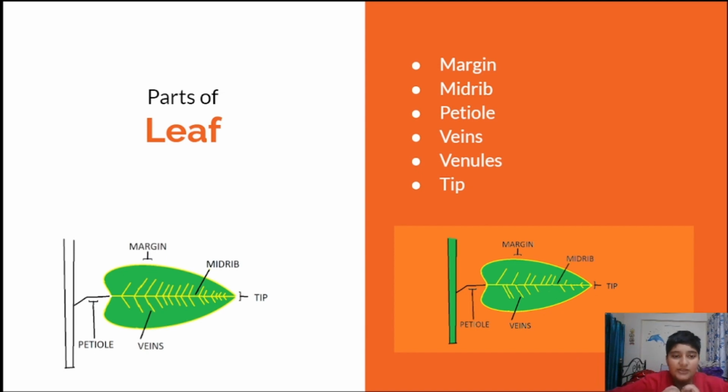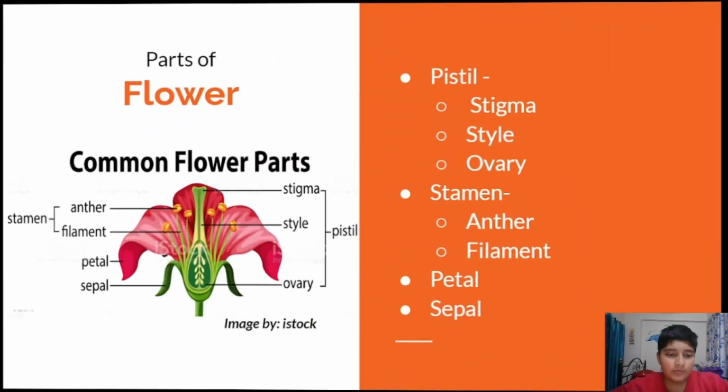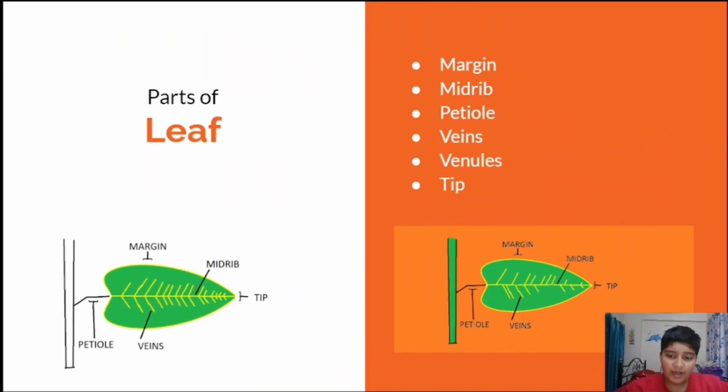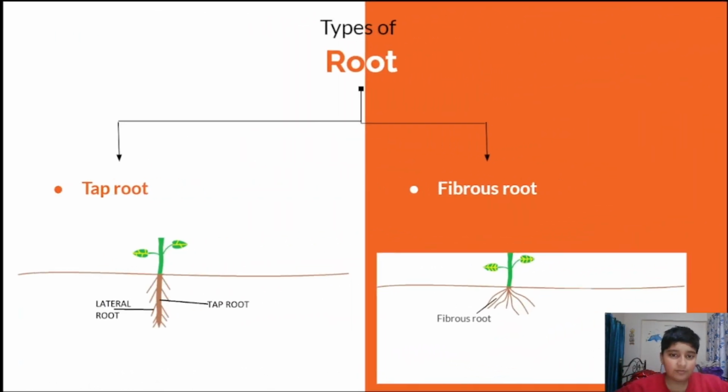Then basically the leaf's job is to do photosynthesis. That's the actual main job it's given. So if it can't do that, then the plant won't be able to get the food it needs to work. And as for the flower, it contains all the pistil, stamen, petal, and sepal. So for now, that's the end of the video, as you can see.